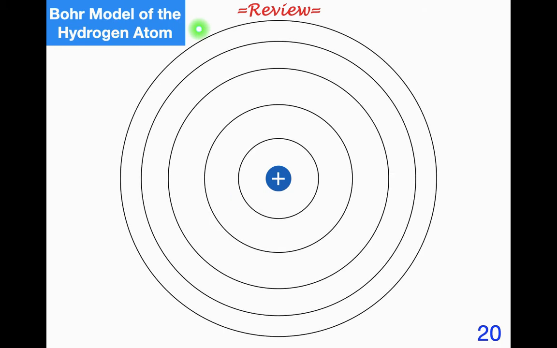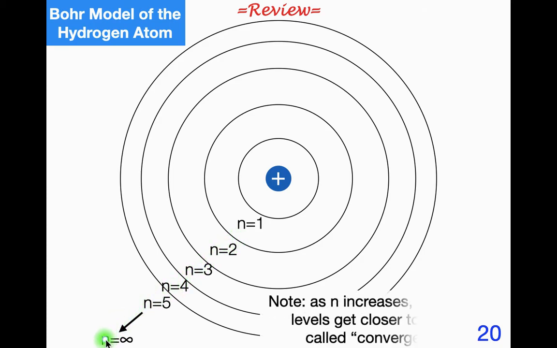Each one of these circles represents one of the allowed energy levels. Again, just think of them as orbits. Each one is numbered. N equals 1 is the first energy level, N equals 2 the second, etc. It goes all the way to infinity, theoretically. Note, as N increases, the energy levels get closer together. This is called convergence. You can see the orbits get closer and closer together.